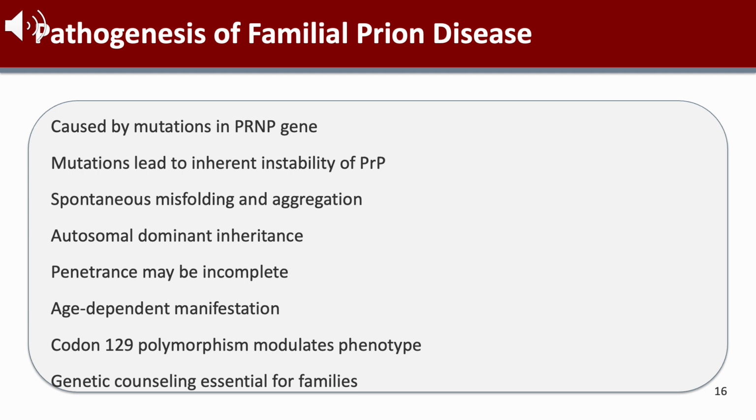However, penetrance may be incomplete, meaning that not all individuals carrying the mutation will develop disease during their lifetime. The disease typically manifests in an age-dependent manner, with most individuals developing symptoms in middle age or later. The codon 129 polymorphism significantly influences the clinical phenotype, so that the same mutation can produce different disease presentations depending on whether the individual is a methionine homozygote, valine homozygote, or heterozygote. Genetic counseling and testing are important for families with known prion disease mutations.